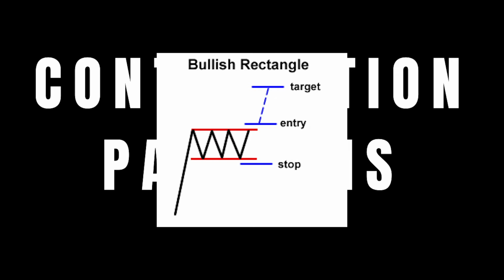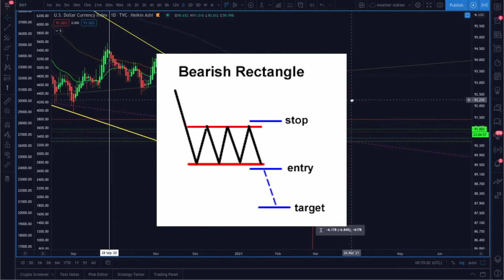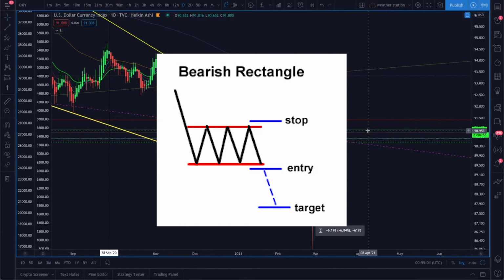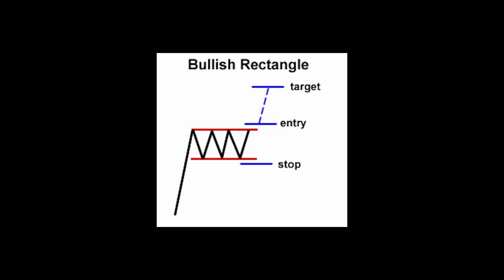Now, this continuation pattern depicts sideways price movement between 2 horizontal trend lines. We also call those support and resistance, along with an uptrend, which generally results in an overall uptrend continuation. Now, in order to be defined as a true bullish rectangle, price movement should touch each trend line at least 2 times on both support and resistance, and upon doing so, the price action should break the top trend line of the resistance.